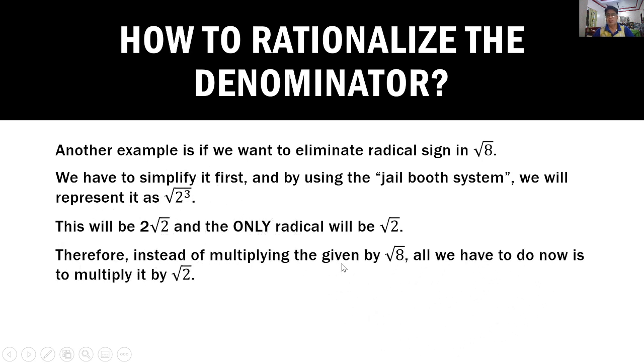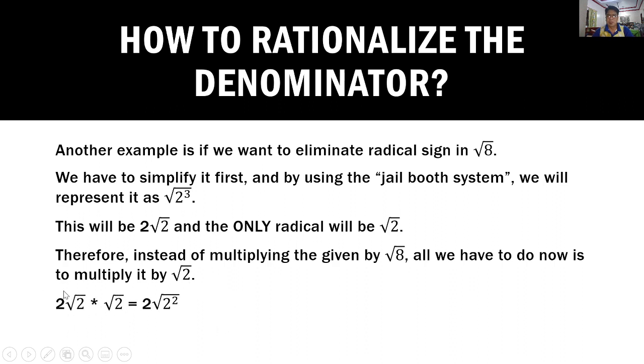Therefore, instead of multiplying the given by the square root of 8, this is actually one of my mistakes when I was studying. Whatever I saw as given, that's what I would multiply, even if it was big. In math, when the number gets bigger, it gets harder. So instead of multiplying by the square root of 8, multiply it by the square root of 2. So, 2 square root of 2 times square root of 2.